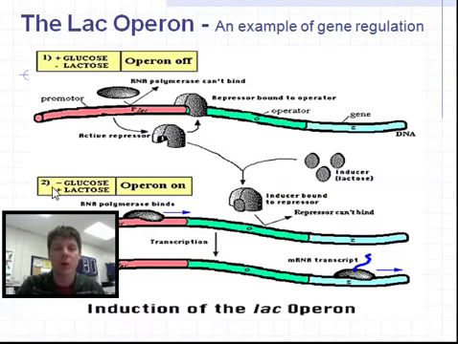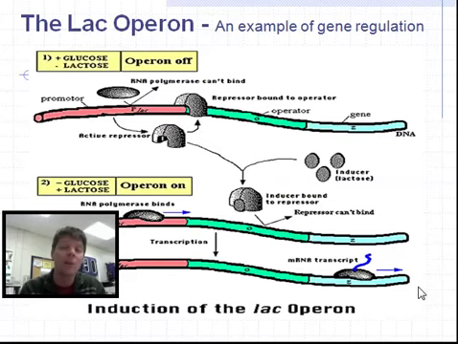Here's a different situation. We do not have glucose, but lactose is present. Now the lactose, when present, will attach onto that repressor. That means that the repressor is not going to bind onto the gene. So then the gene can actually be transcribed. This is actually then going to allow that cell to produce enzymes which allow it to utilize lactose as a food source.